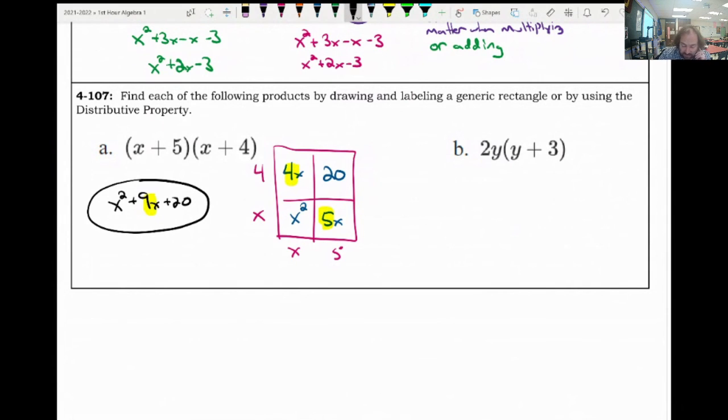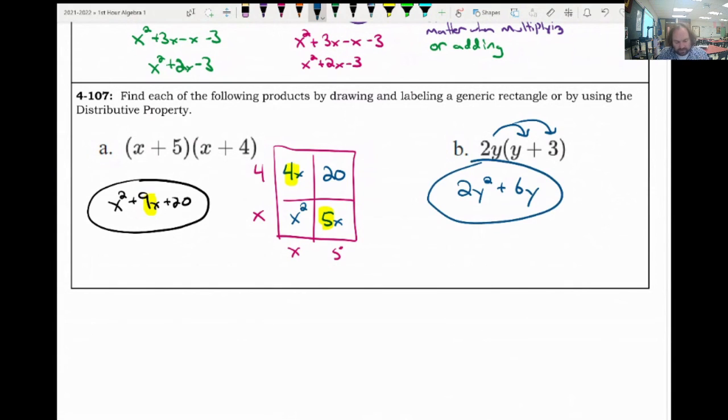Over here, this is even easier. Just going to use the distributive property. 2y times y, 2y times 3. That's 2y squared plus 6y. And that's all there is to this assignment, my friends.